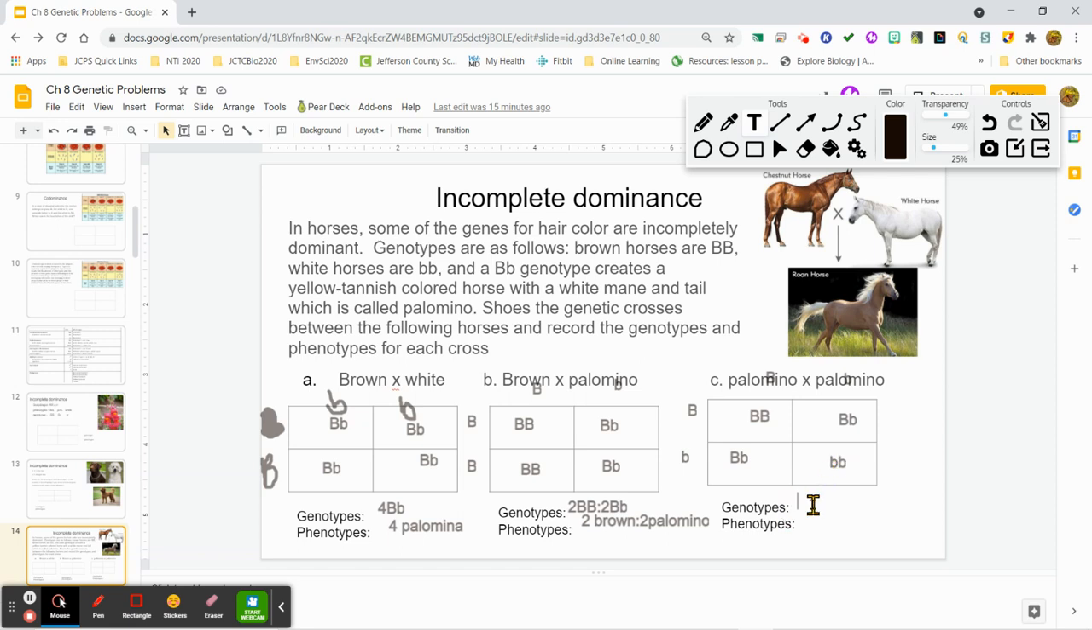Okay, so now the genotypes here, you're going to have one big B, big B, two heterozygotes, and one little b, little b. And then the phenotypes here, you're going to have one brown horse, two palominos, one white. Right, so this one's going to be brown, these are going to be palominos, and this is going to be white. Okay.